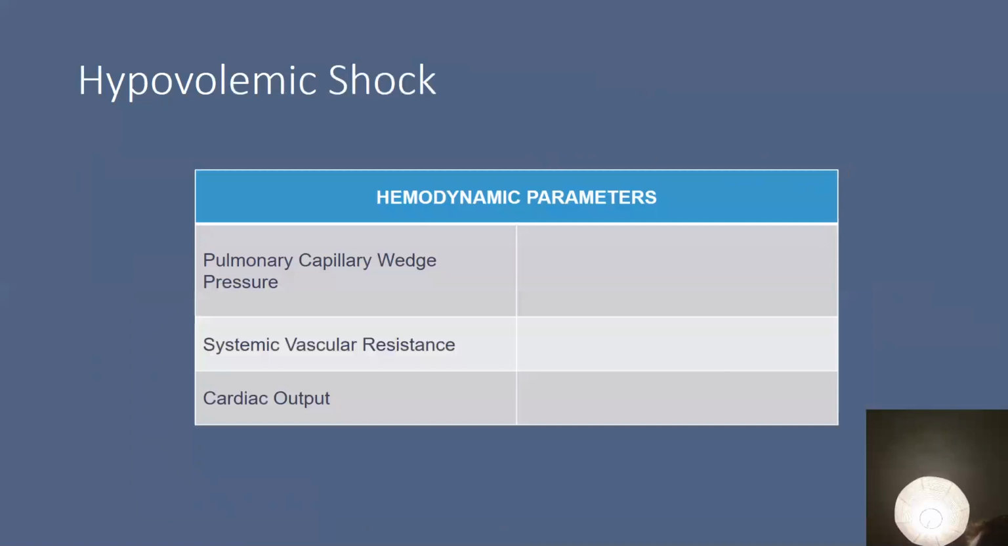So in hypovolemic shock, as you might imagine, the problem is we have no volume. So that's our primary problem. And so what does our body do? Our body tries to clamp down in response, with an increase in SVR. And we have a low cardiac output because there's nothing to pump, right? You can't pump what's not there. So we have a low cardiac output.